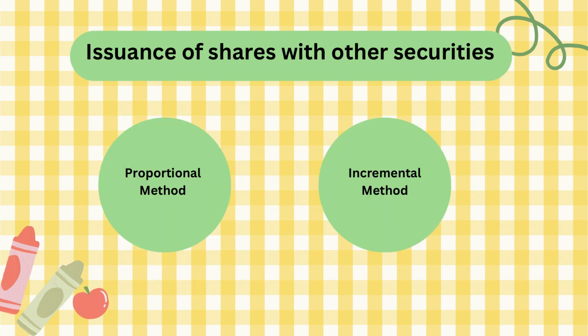Okay. Now, issuance of shares with other securities. For example, if I issued ordinary shares and preference shares together, we have two methods to record these entries. The first one is called the proportional method, when the fair value for both shares is given. The incremental method is used when the fair value of one type of shares is given. Now let's see what's the difference between the two.